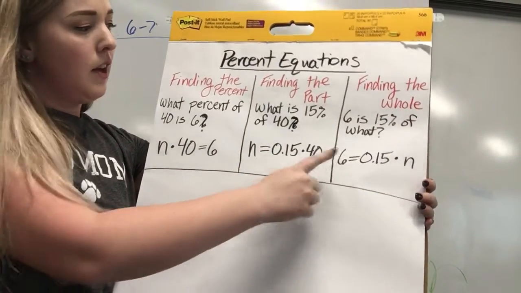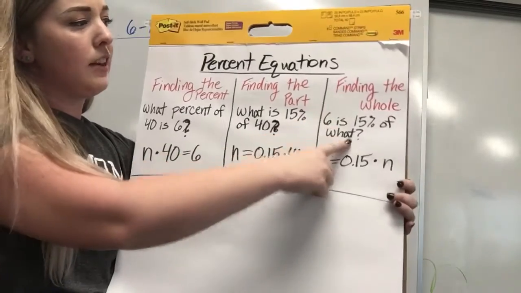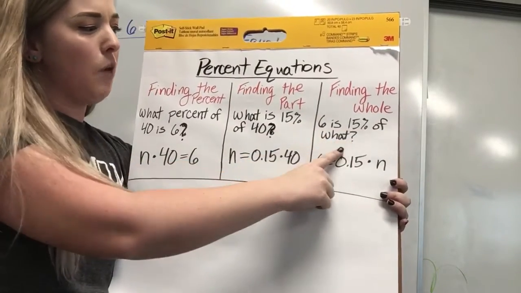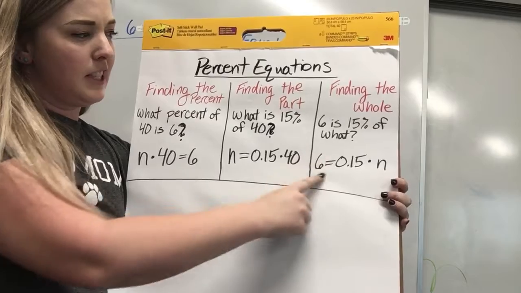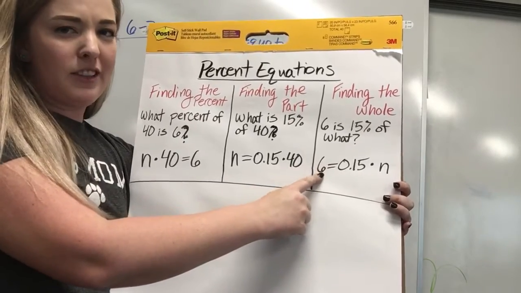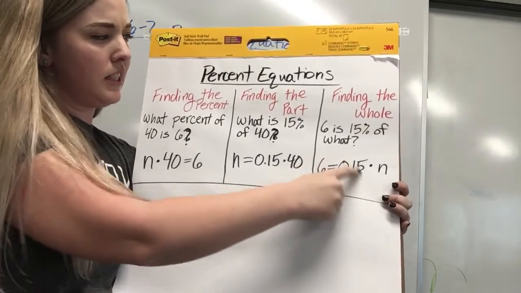And finally, finding the whole. 6 is 15% of what? 6 is part of what? So part equals percent times whole.